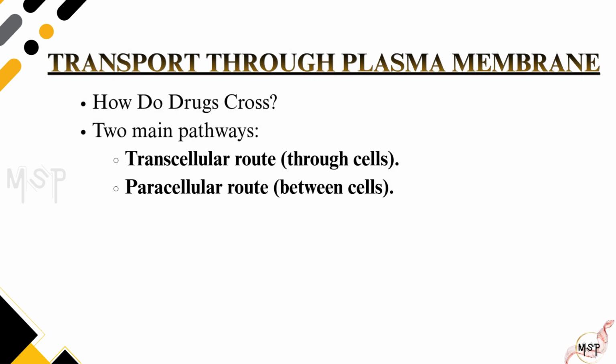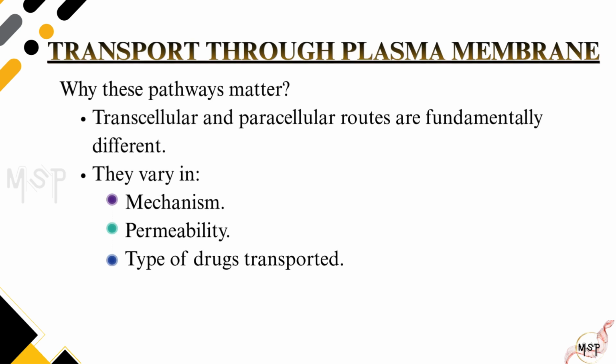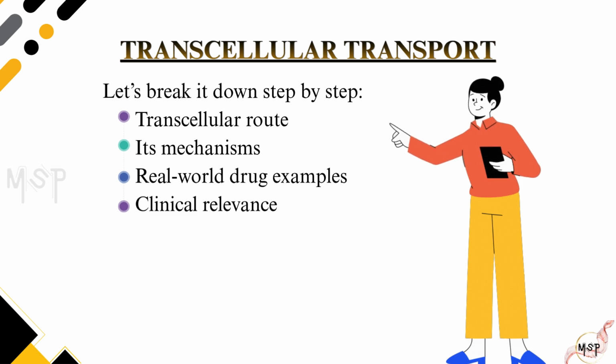So how do drugs actually get across? There are two main pathways. First, the transcellular route. The drug passes straight through the cells. Second, the paracellular route. Instead of going through the cells, the drug squeezes between them, through tiny gaps called tight junctions. These two routes are completely different in how they work, how permeable they are, and what types of drugs use them. Understanding these pathways is essential. It's what lets us predict how a drug gets absorbed and how it reaches its target. So let's break them down, starting with the transcellular route, its mechanisms, real-world drug examples, and why it matters clinically.